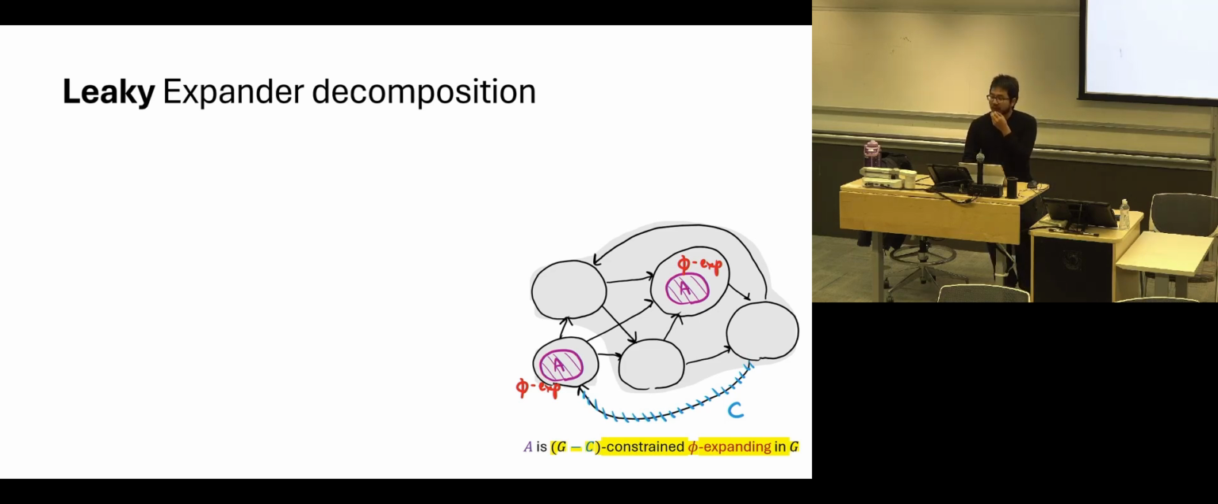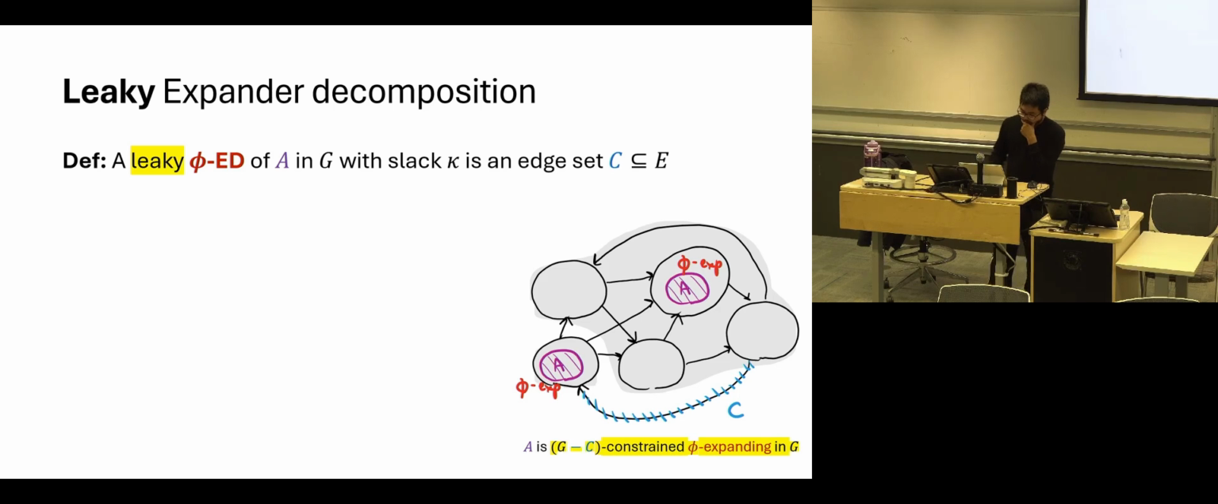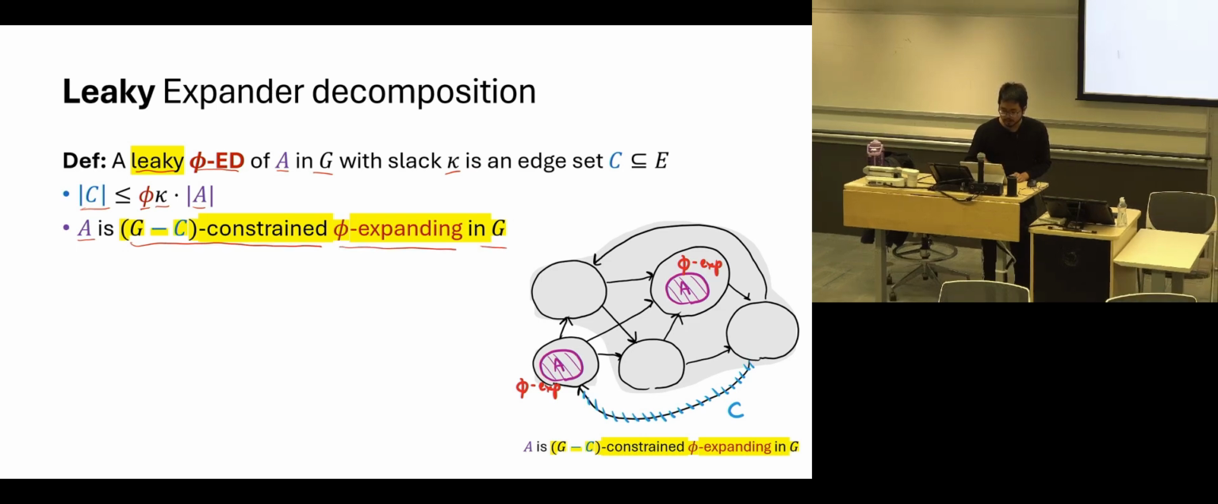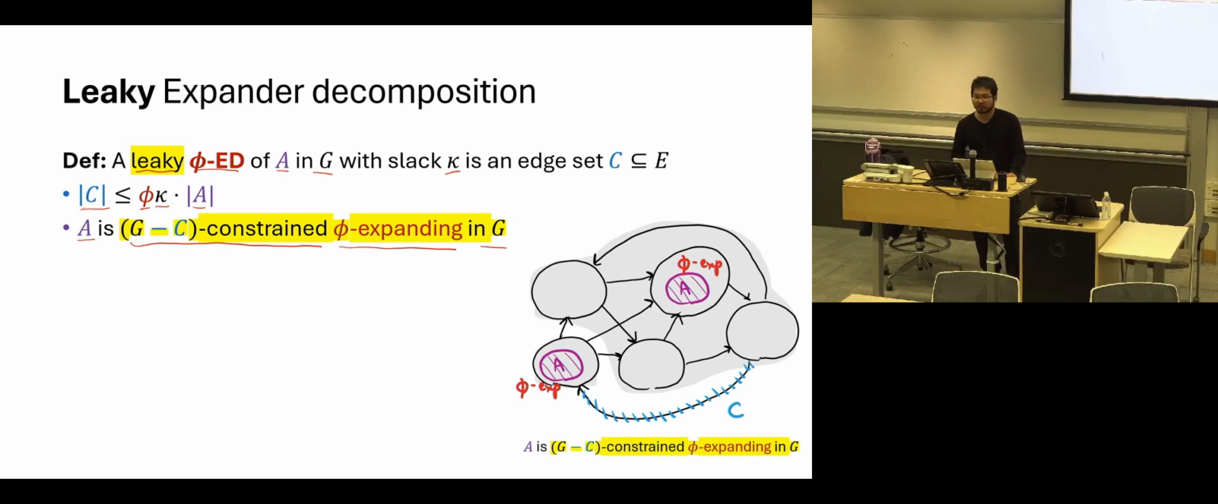Leaky expanded decomposition. A leaky phi expanded decomposition of A in G with slack kappa is almost the same. The size of the cut is phi kappa A, like before, but the expansion now is different. The expansion is that A is G minus C constraint phi expanding in G. It's G minus C constraint expanding in G.